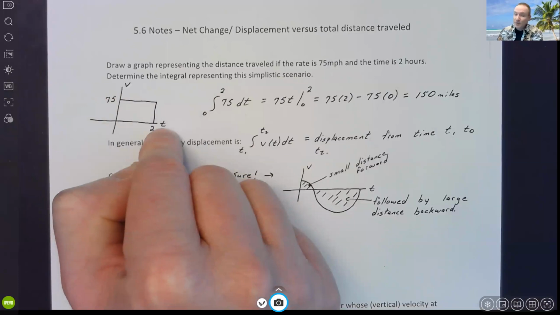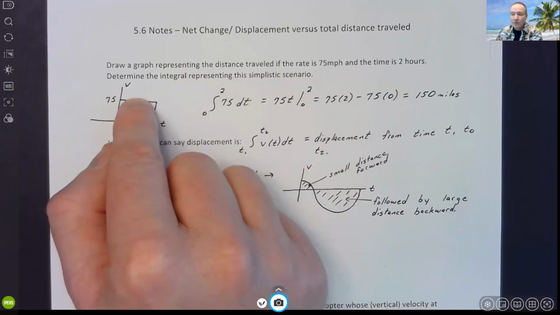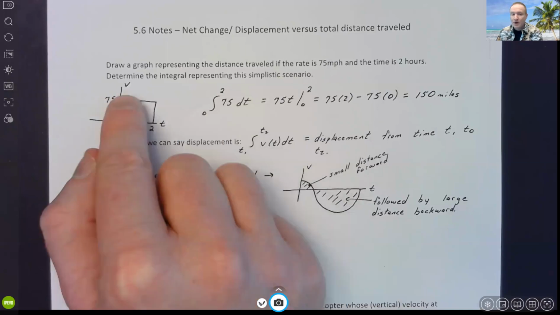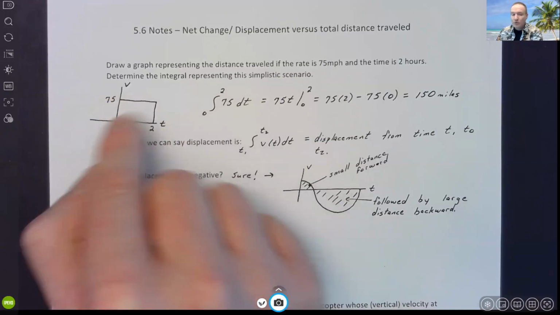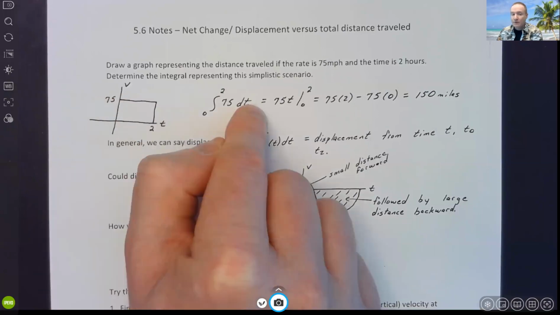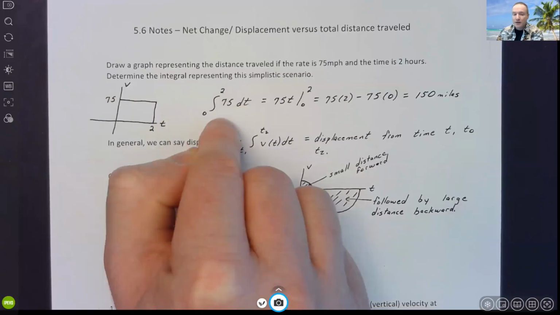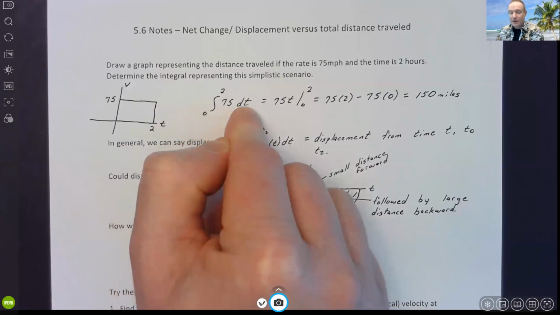So since integration gives area under a curve, not only in this scenario, but in all scenarios, even when I don't have a constant function, all I would have to do is say, I need to integrate from where the motion begins to where the motion ends to find the displacement over this period. So I would say from 0 to 2 hours of the velocity function 75 integrated with respect to t.